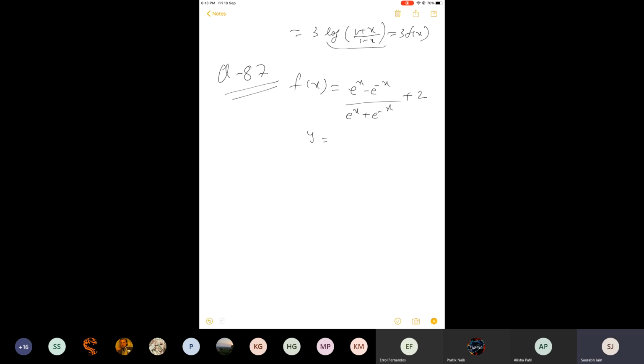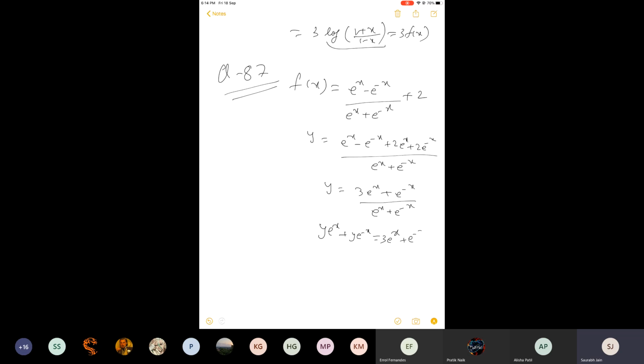So y equals, I think we should take LCM. So how much will be this result? Plus 2e^x plus 2e^(-x) upon e to the power x plus e to the power minus x. So y equals (3e^x plus e^(-x)) upon this. Basically, we have to find x in terms of y. Okay. Cross multiply. Y into e to the power x plus y into e to the power minus x.